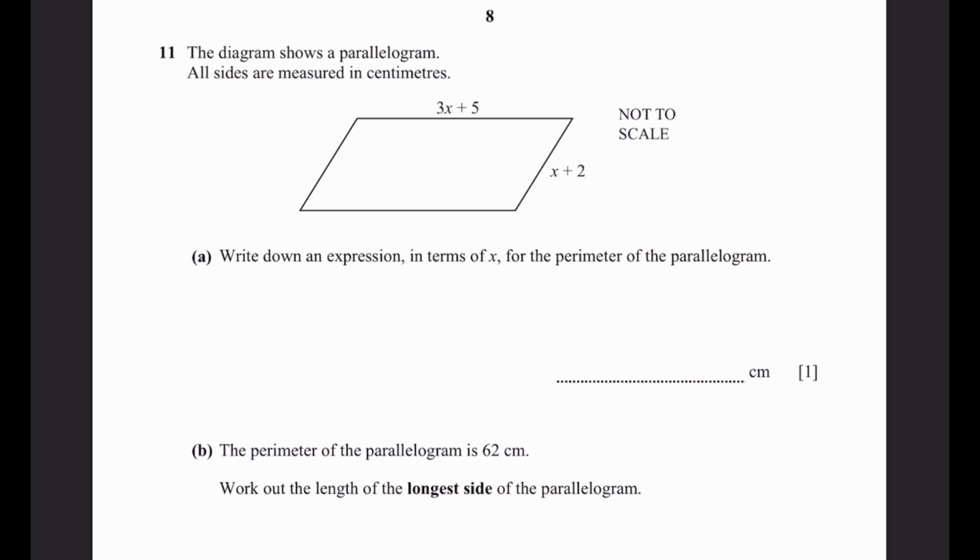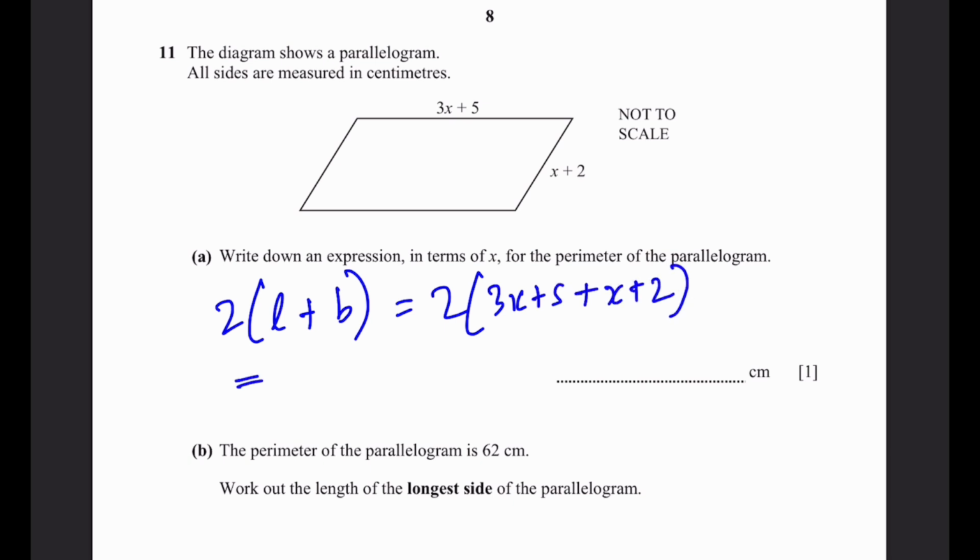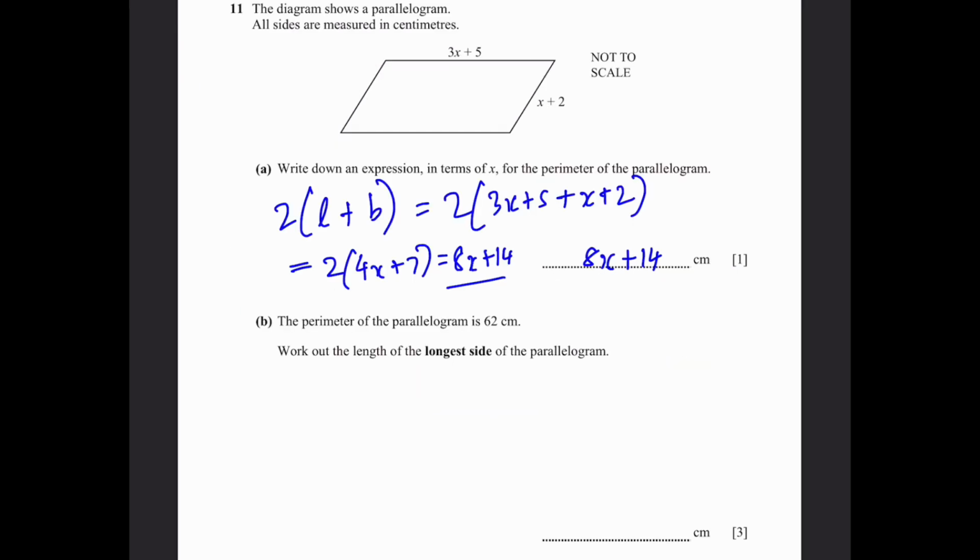The diagram shows a parallelogram right over here. All sides are measured in centimeters. A. Write down the expression in terms of x for the perimeter of the parallelogram. The perimeter is 2 into length plus slant height, or in other words breadth. That'll be 2 into 3x plus 5 plus x plus 2. That's 2 into 4x plus 7, which is 8x plus 14 centimeters. That's the answer.